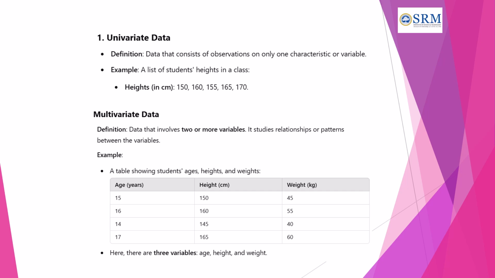For example, if we record students' ages, heights and weights, we are dealing with three variables at the same time. We can then compare or analyze how these variables might be related, like whether taller students tend to weigh more or how height changes with age. This type of data helps in making deeper and more meaningful conclusions.